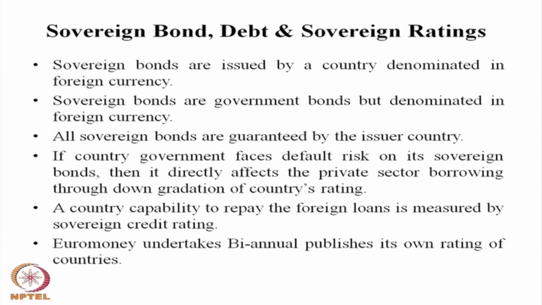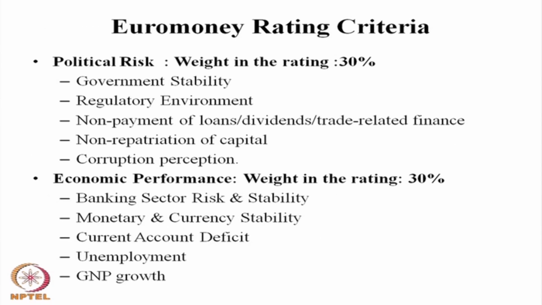If you see the international sovereign rating, there are different kinds of parameters. The sovereign rating at present can be divided into 4 or 5 headings. What are the factors that govern the Euromoney rating criteria? The Euromoney rating criteria primarily depend upon political risks. The political risks have different parameters.